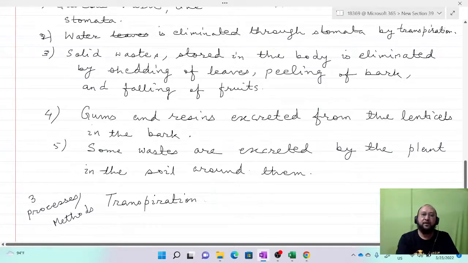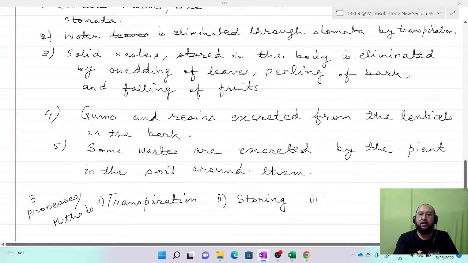Okay, then this is number one. And number two is storing, by storing of metabolic waste. Animal can't store.